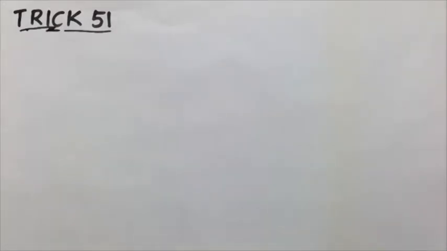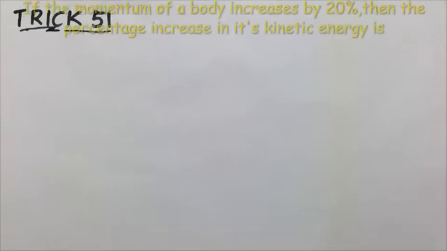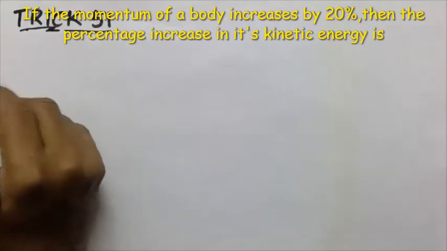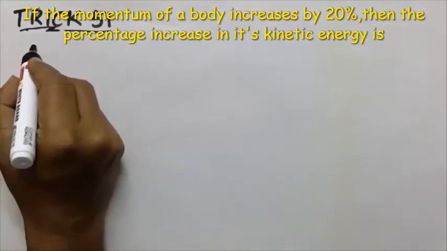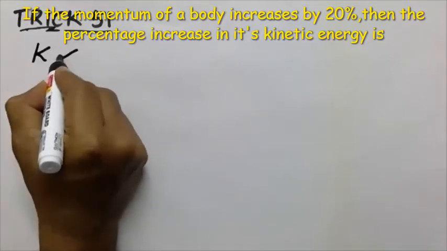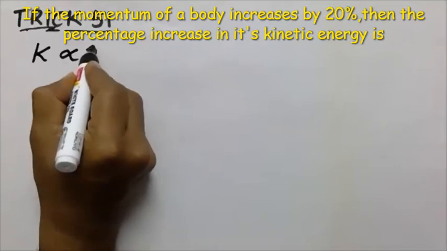See, there is a question here. If the momentum of a body increases by 20%, then its kinetic energy increases by how much? This is one question frequently asked in physics, and the relation between the kinetic energy and momentum is K is proportional to P square.